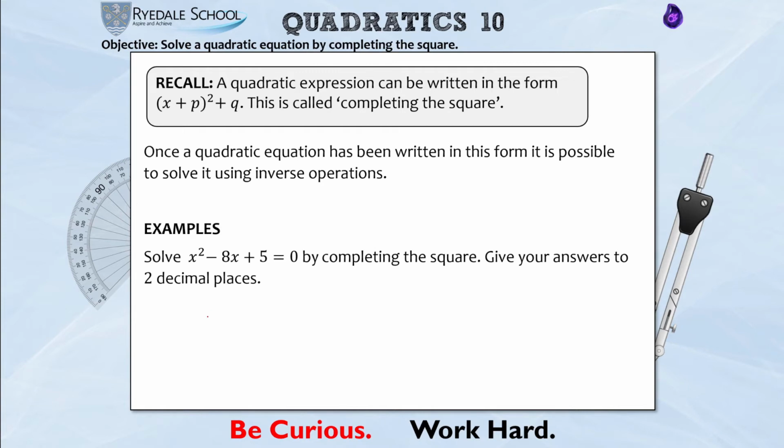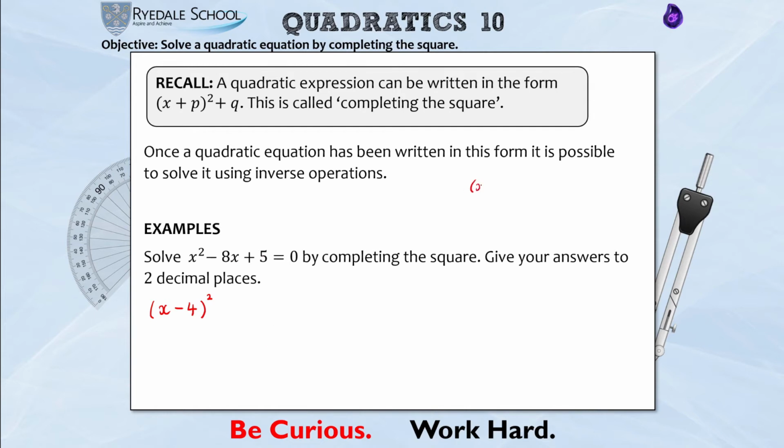Example number 1 says solve x² − 8x + 5 = 0 by completing the square. Give your answers to 2 decimal places. So remember, when we're thinking about the process of completing the square, it is rewriting that in the form of something squared with an extra number on the end. So remember the little rule. We look at the coefficient of x, which is negative 8, and we halve it, negative 4, and that is what goes in the brackets. We then need to consider what we need to add or subtract to make this expression equivalent to what we began with.